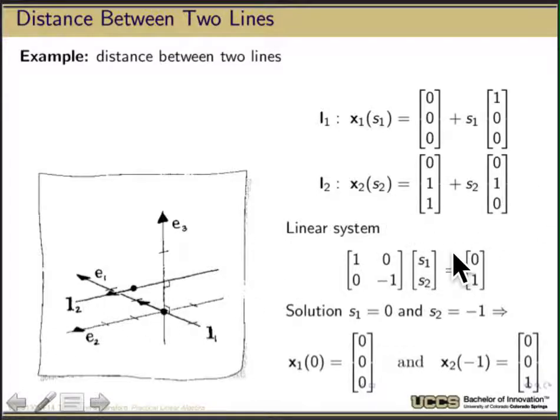And then from that, we put that into our linear system. We're going to get 1, 0, 0, minus 1 for s1 and s2. We solve that. We get s1 is 0, s2 is minus 1. And it tells us that the two closest points are 0, 0, 0 for x1 and x2 minus 1, which is 0, 1, 0, which is also easy to verify that this is where these two lines are going to be closest. One's going along this axis, one's going along that axis, and where they actually are closest are along that particular axis.